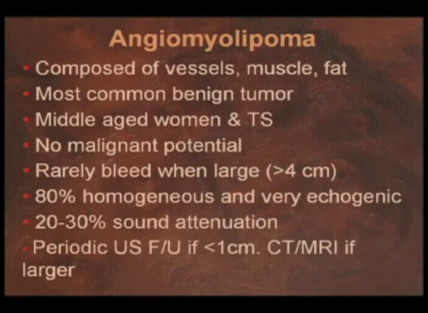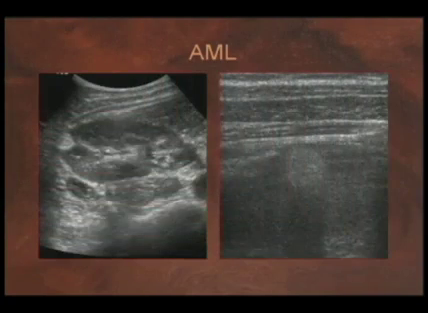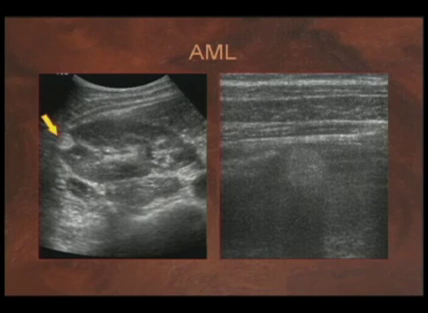CT and MRI are pretty reliable in confirming the presence of fat in small or in larger angiomyolipomas. It's more difficult with the smaller lesions. And here's a typical angiomyolipoma. You can see a very echogenic solid mass in the cortex of the kidney. Now on this conventional view, we don't see any sound attenuation from that lesion, but when you look with a high resolution linear array, as shown on the right, you can see some attenuation of the sound deep to that lesion.